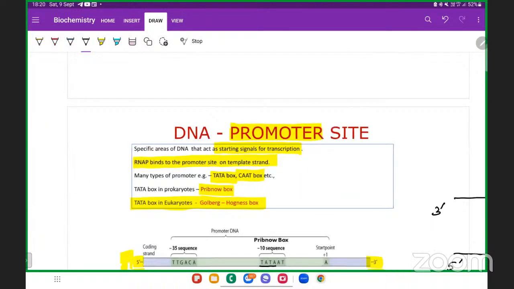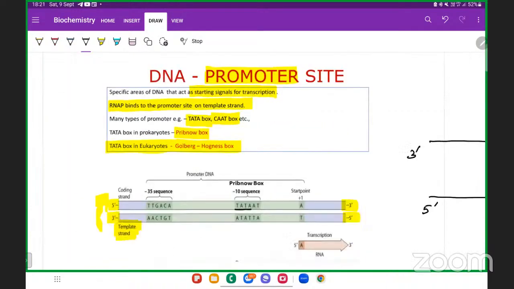Then this is your promoter site. At the promoter site, it is going to bind specifically. And there are many types of promoters, as I told you. You have the TATA box, you have the Shine-Dalgarno sequence, you have the Goldberg-Hogness box, or different types. The TATA box in prokaryotes we call the Pribnow box, and in eukaryotes we call it the Hogness box.